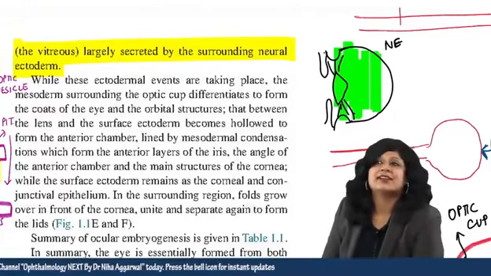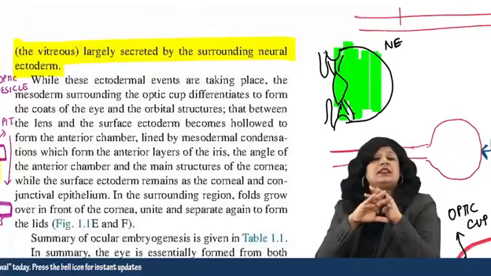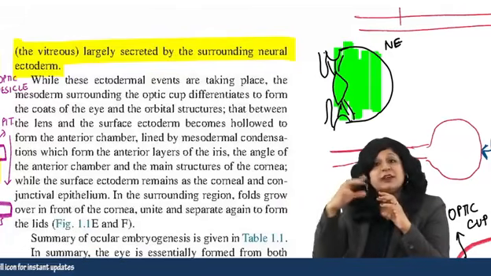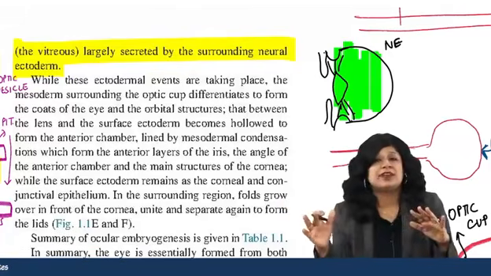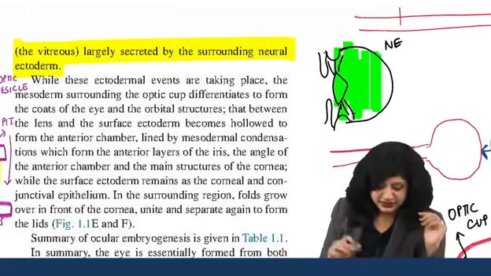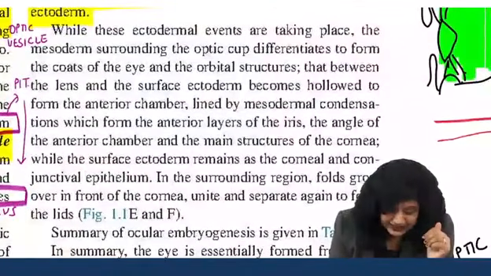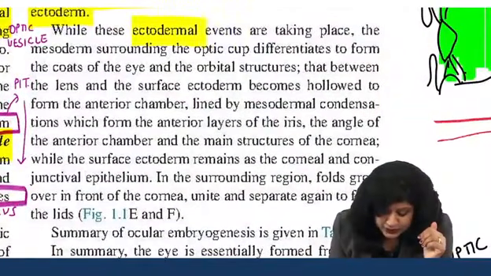And after some time, when it is passing through this optic cup, the origin gets obliterated, and now it is really cut off from the surrounding places, right? Now after this, they are saying that while these ectodermal events are taking place, what else is happening?